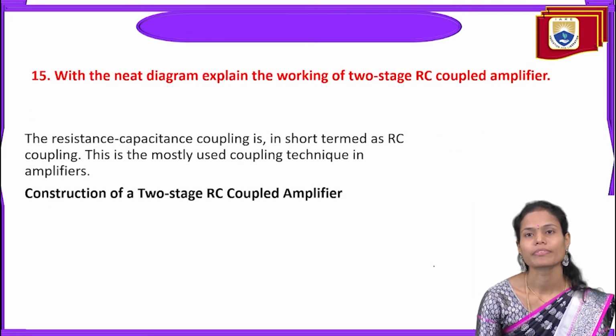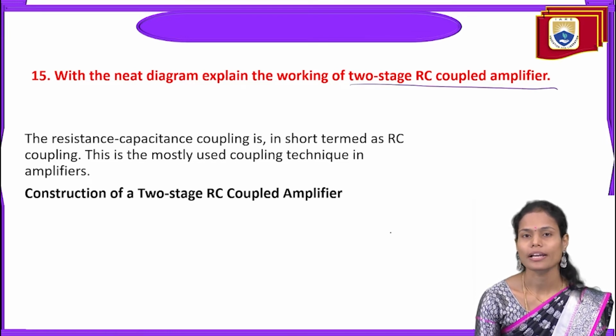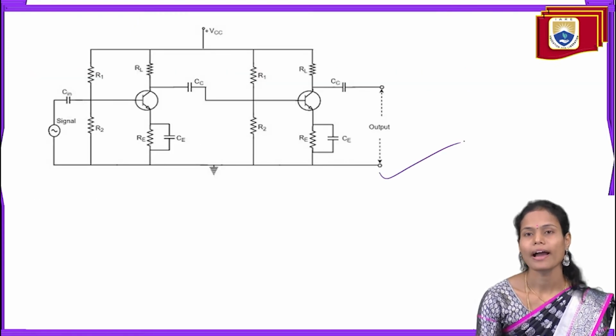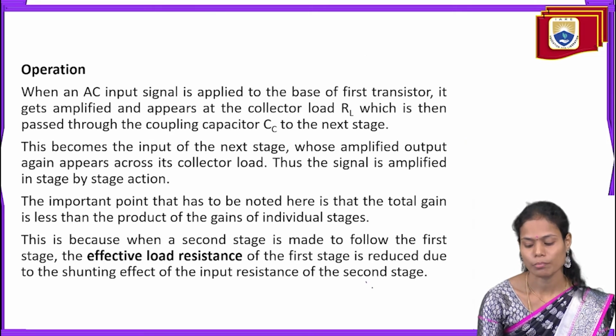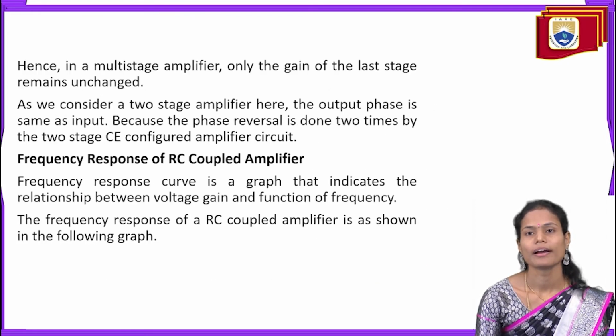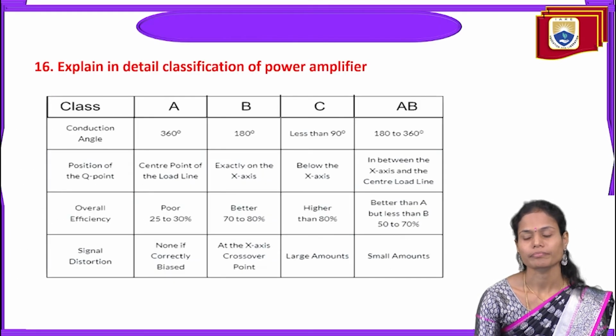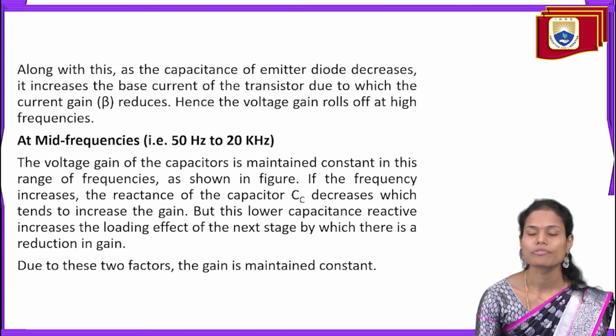With a neat diagram, explain the working of two-stage RC coupled amplifier. So in this case, again we need to give the construction of the RC coupled amplifier, okay, and the operation of the RC coupled amplifier, how it is providing the signal whenever we give the input signal for the amplifier, and what is the frequency response of the RC coupled amplifier at low frequency and high frequency and medium frequency ranges we need to explain. So these points we need to explain in detail in the case of the given question.